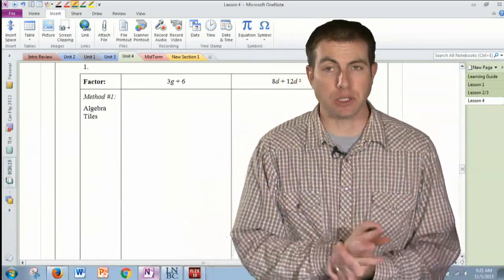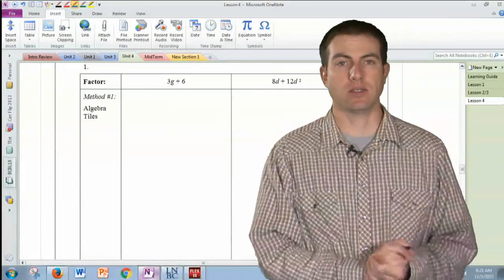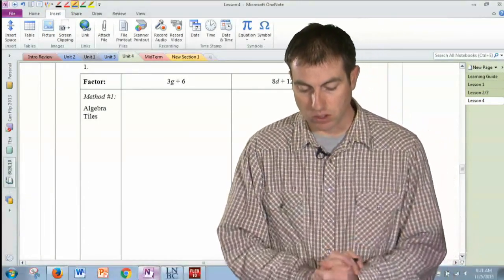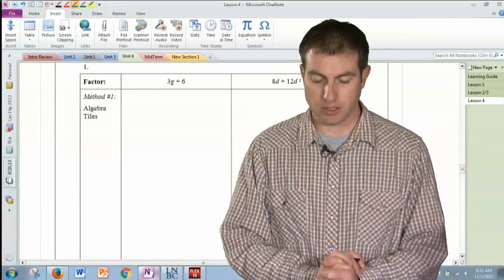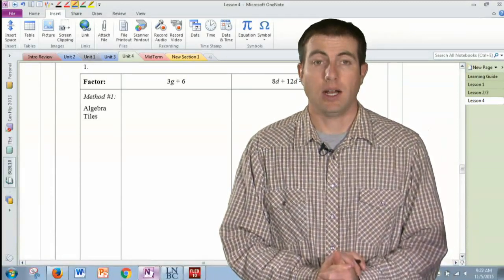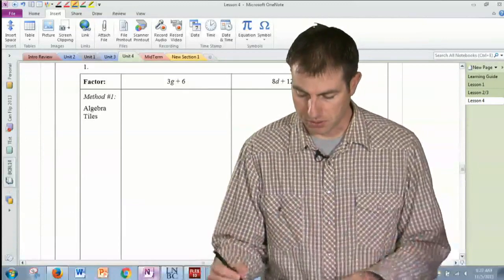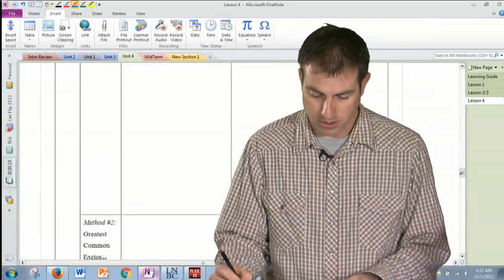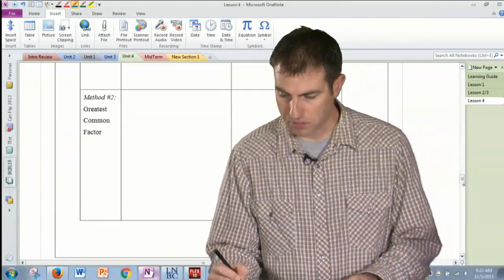The first method here is algebra tiles. So if you love algebra tiles, I've left you some space to go ahead and use them. You can draw them in, show how those work right there. So I'm not going to use the algebra tiles right now because I don't like algebra tiles very much, but I will use the greatest common factor method.